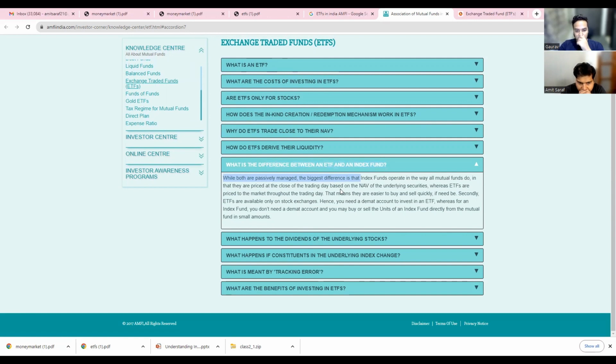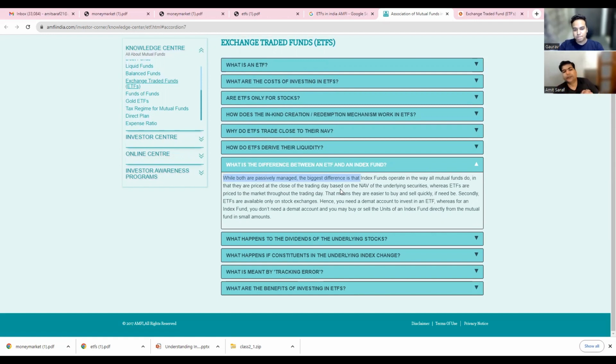Secondly, ETFs are available only on stock exchanges, hence you need a demat account to invest in an ETF, whereas for an index fund, you don't need a demat account, and you may buy or sell the units of an index fund directly from the mutual fund in small amounts.